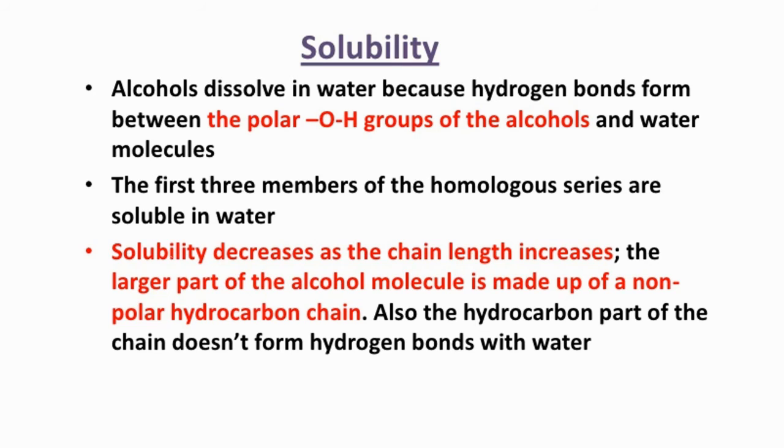So those are non-polar. The ones that I'm supposed to be talking about are the alcohols. So we've got methanol, ethanol, and propanol. So they are soluble in the water because they've got the polar OH groups that the alkanes don't have. However, the solubility decreases as the chain length increases, and the larger part of the alcohol molecule is then made up of a non-polar hydrocarbon chain. So the larger alcohols are not soluble in water, and they don't form these hydrogen bonds with water.